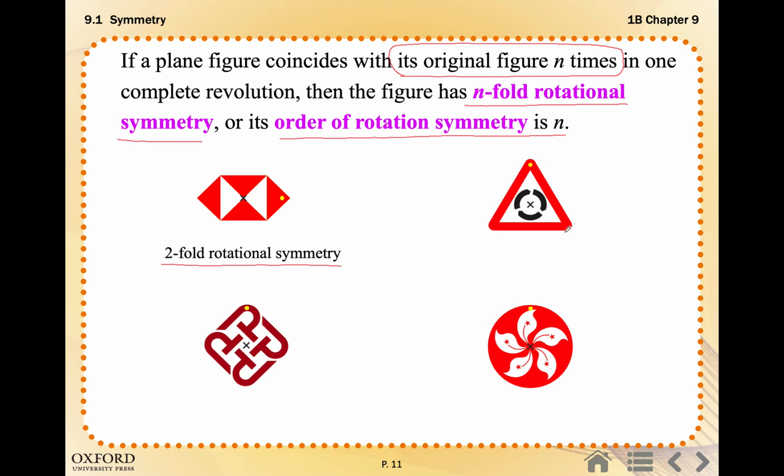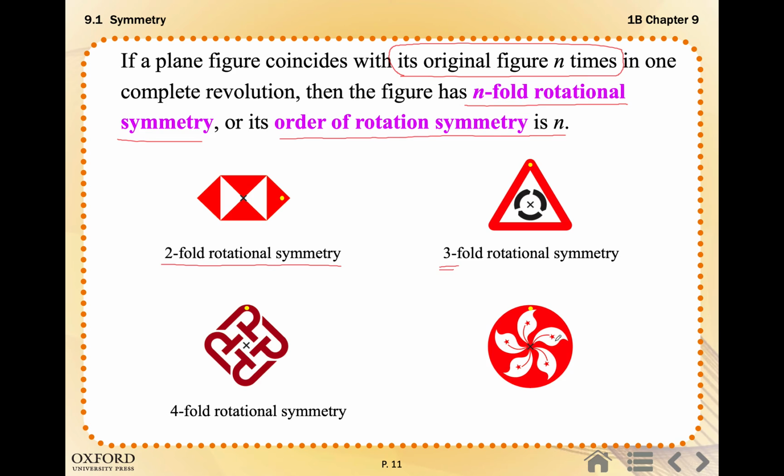That's why the same figure as the original figure appears 3 times. Then we call it three-fold rotational symmetry. And the same idea for the third and the fourth figure. You can see that for the third one, when you turn to here once, and then twice, and then the third time, lastly the fourth time. That's why this is the four-fold rotational symmetry.